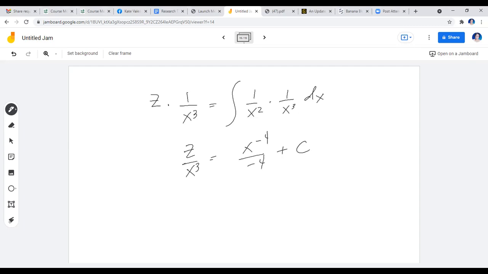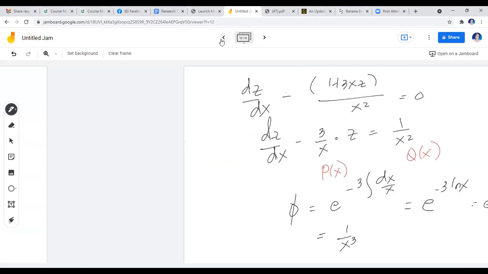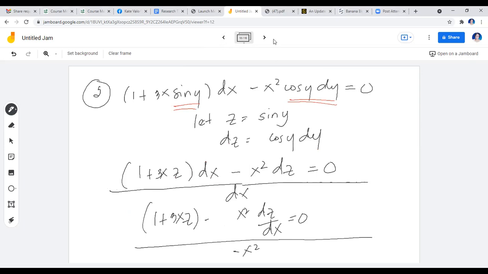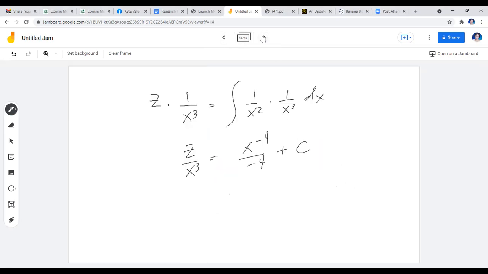Now, what is z in the first place? Because we don't have z in our original DE, so it has to be replaced. So it's the sine of y. So we go back here and replace our z by the sine of y. And we multiply our entire equation by x cubed. So I'm merging two procedures here so that we will not have a very lengthy solution. So the z that is remaining here after multiplying the entire equation by x cubed is your sine of y.